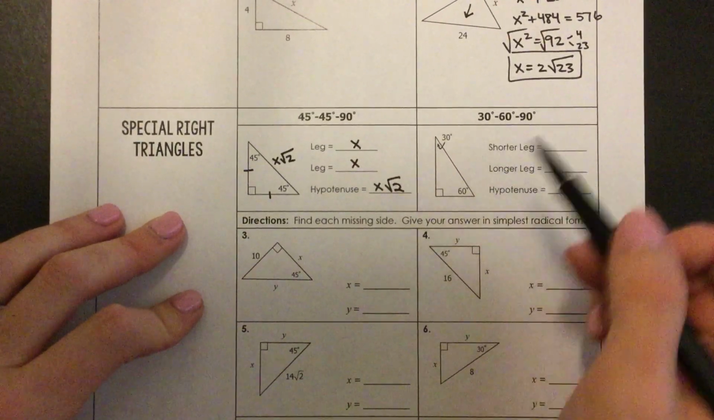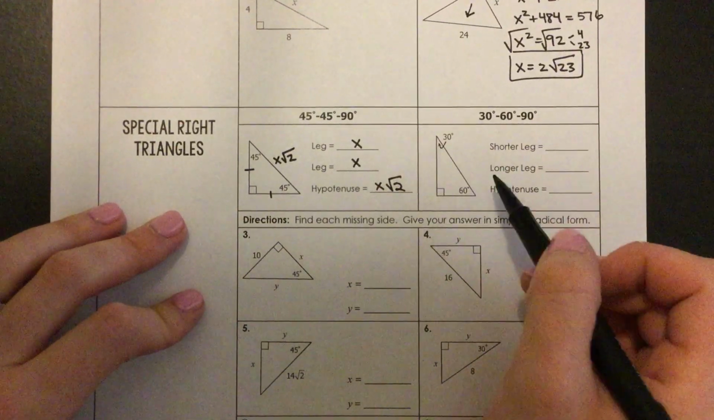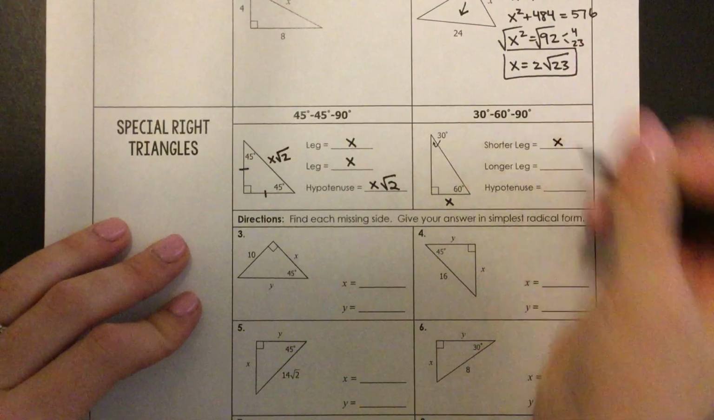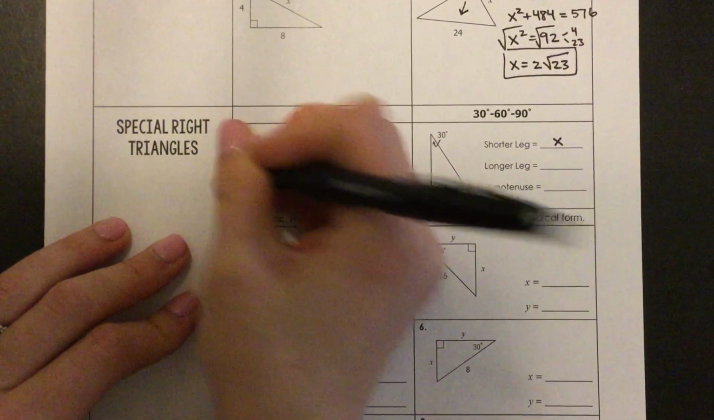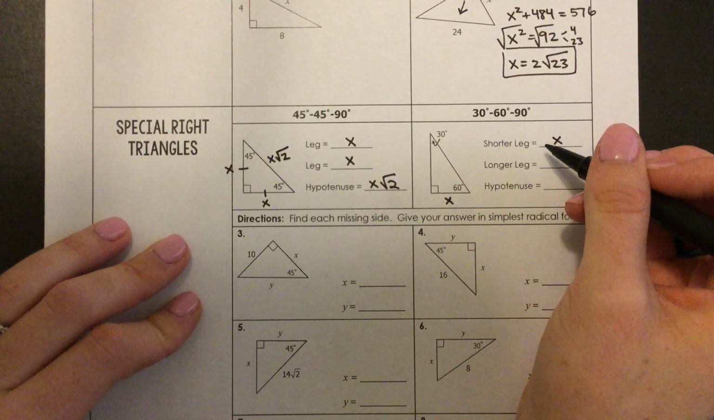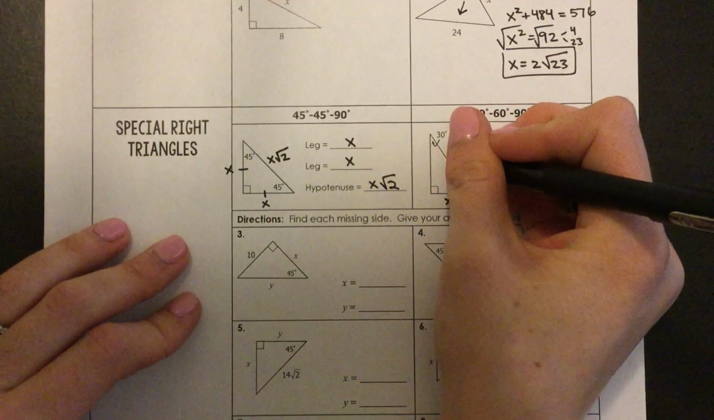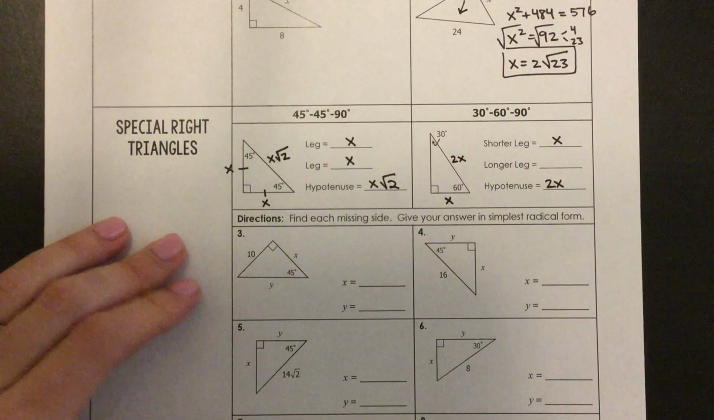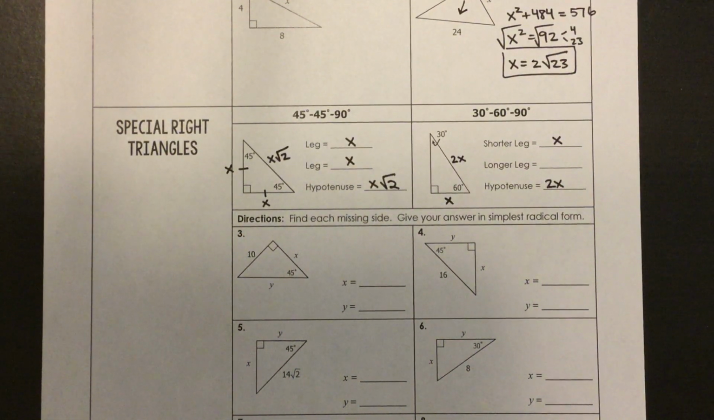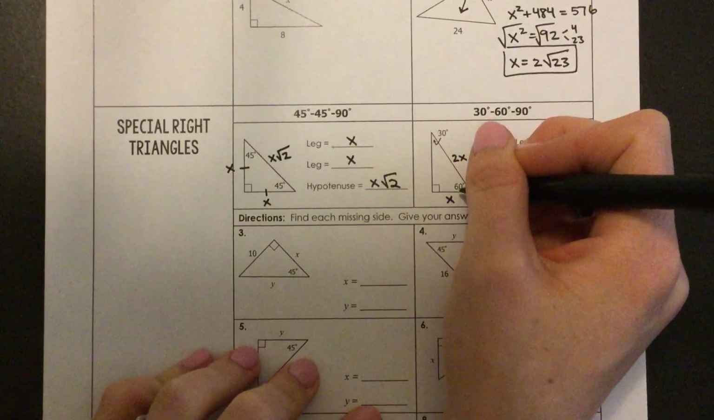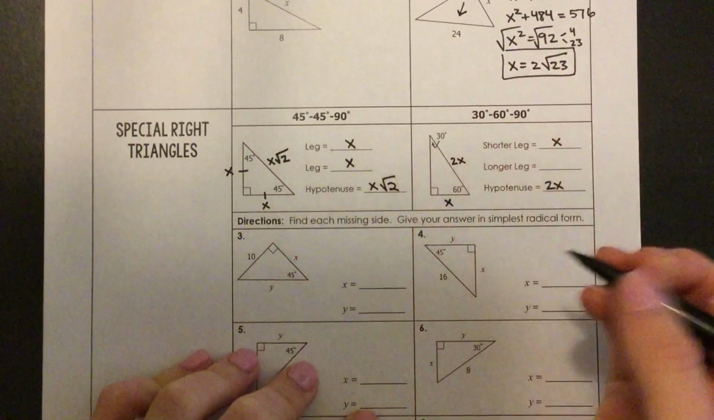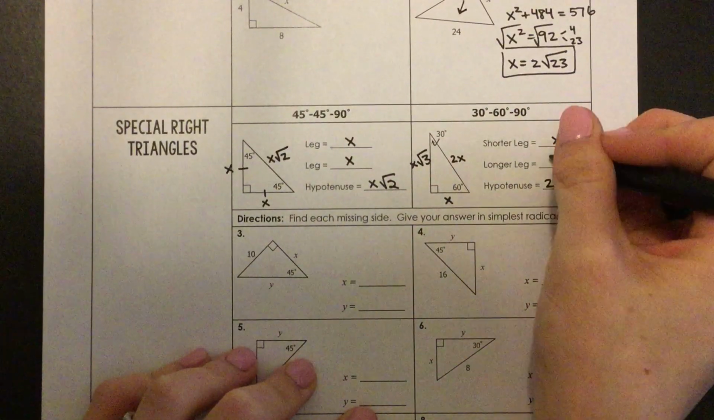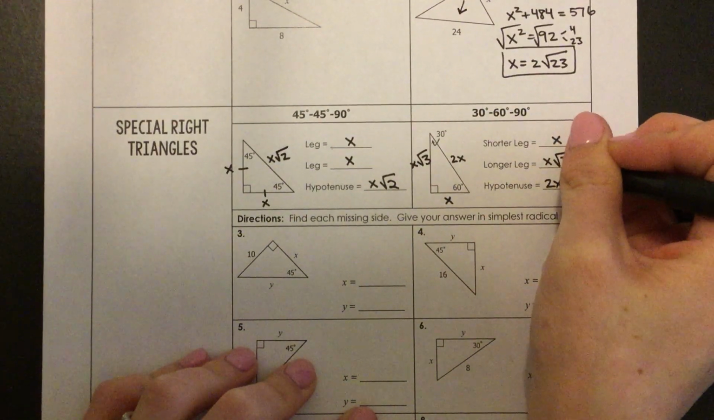Then the 30-60-90: if we know that one of these is 60, we know the other one is 30. We call the short leg x. So I should label these. This is x, which means this is also x. We call the short leg x. The hypotenuse is always twice the short leg if you're in a 30-60-90, so that's 2 times x. And then if we do the Pythagorean theorem, we figure out that the longer of the two legs, not the longest side, but the longer of the two legs, ends up being the short side times the square root of 3. So x times the square root of 3.